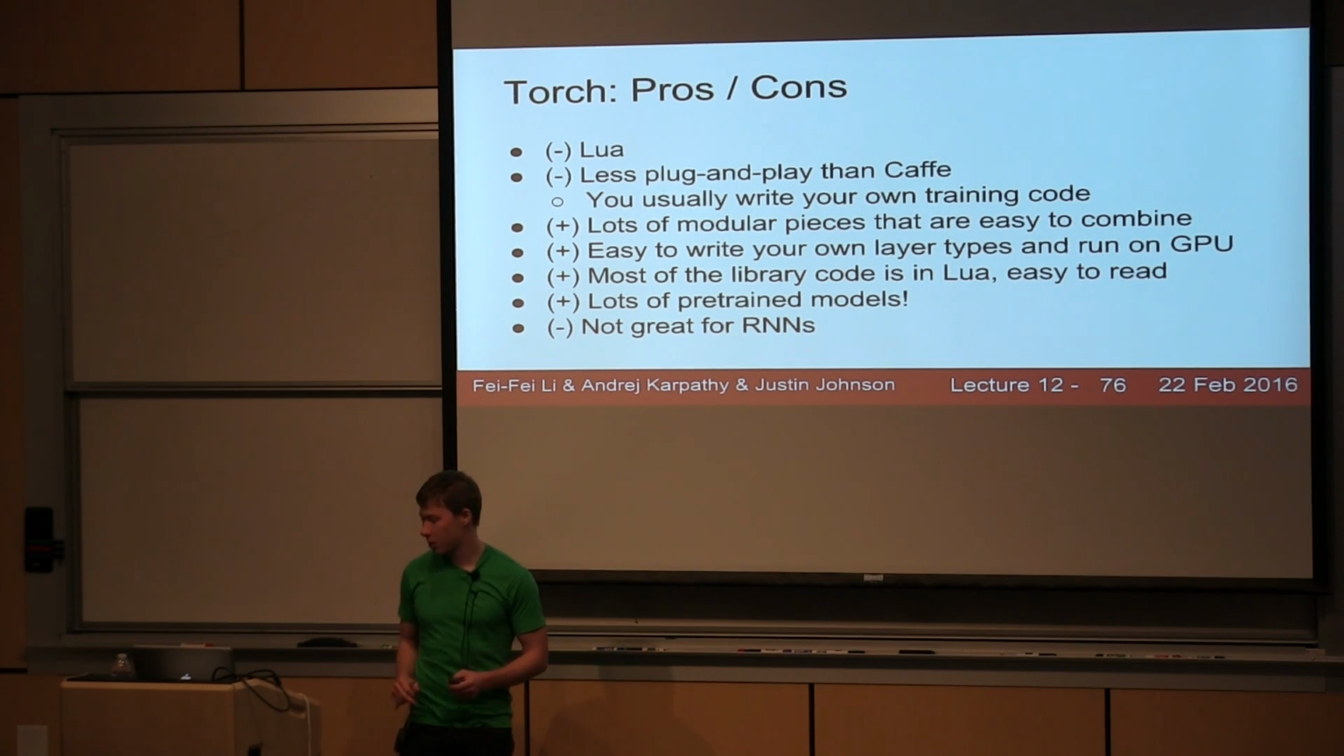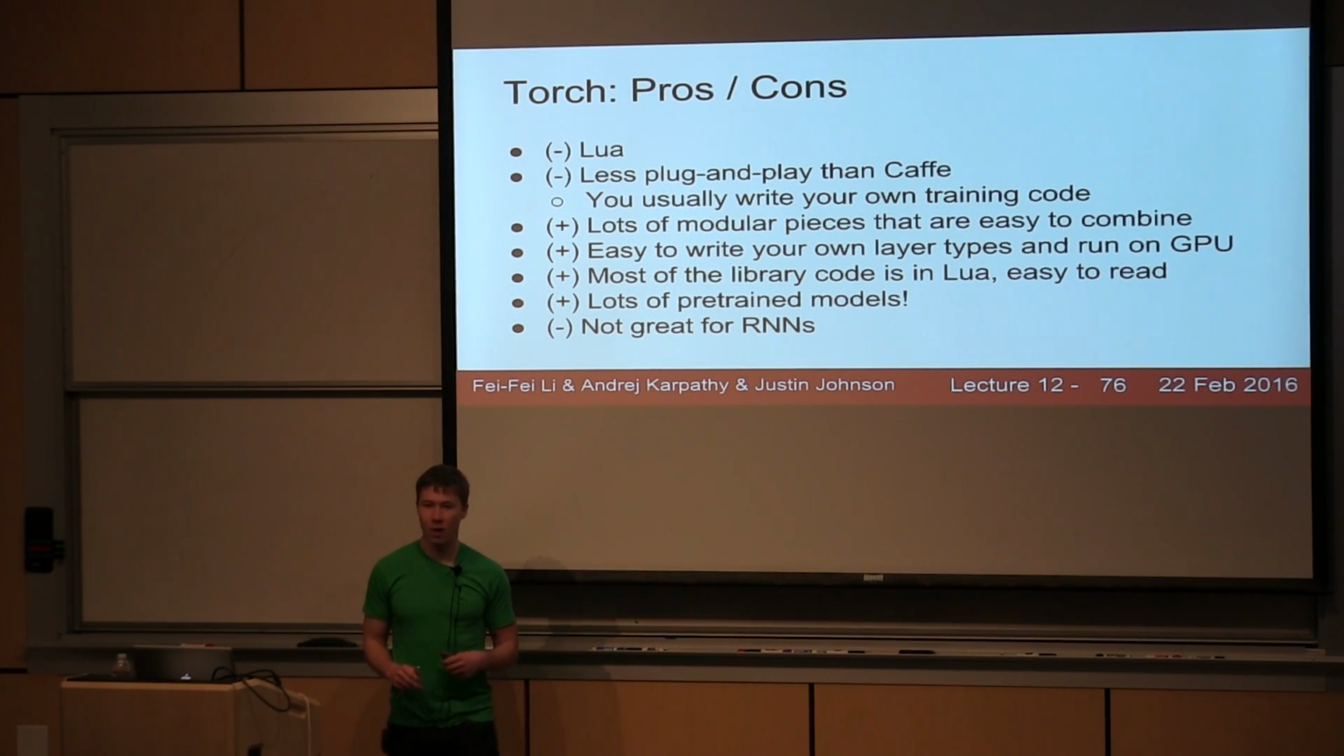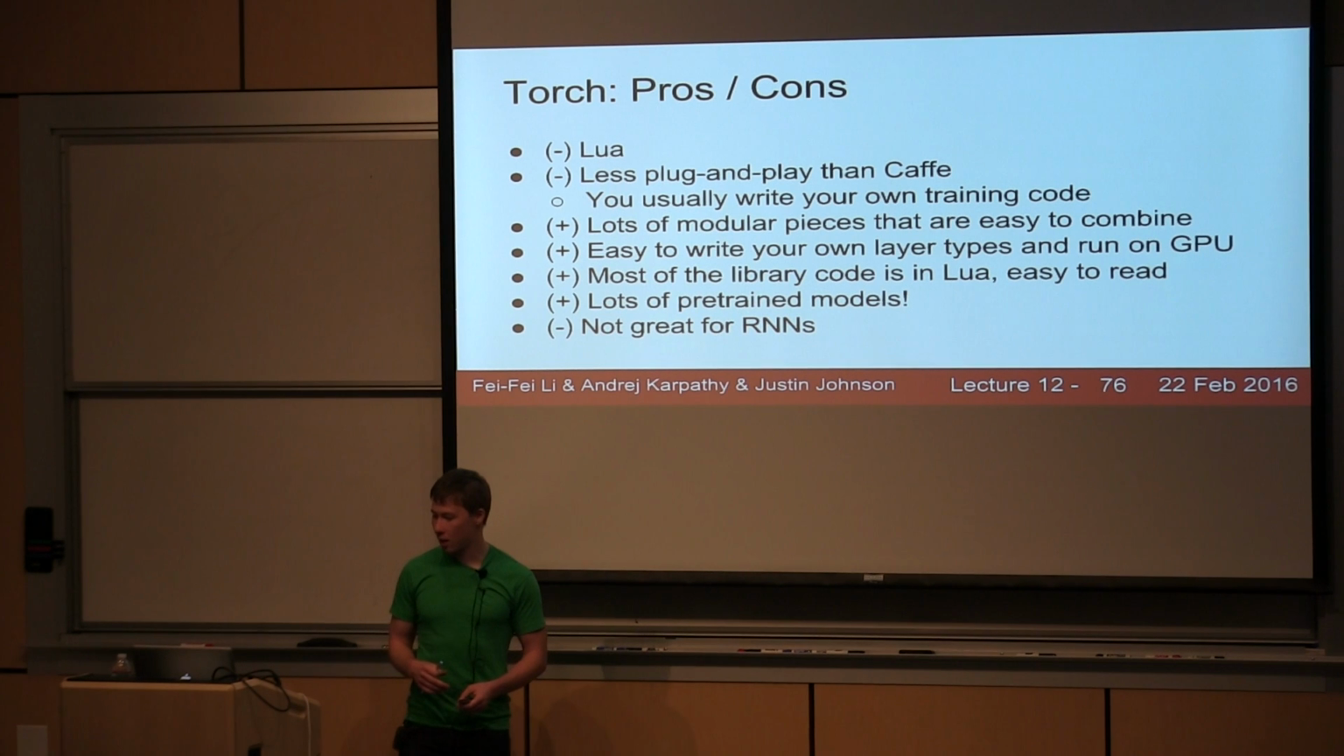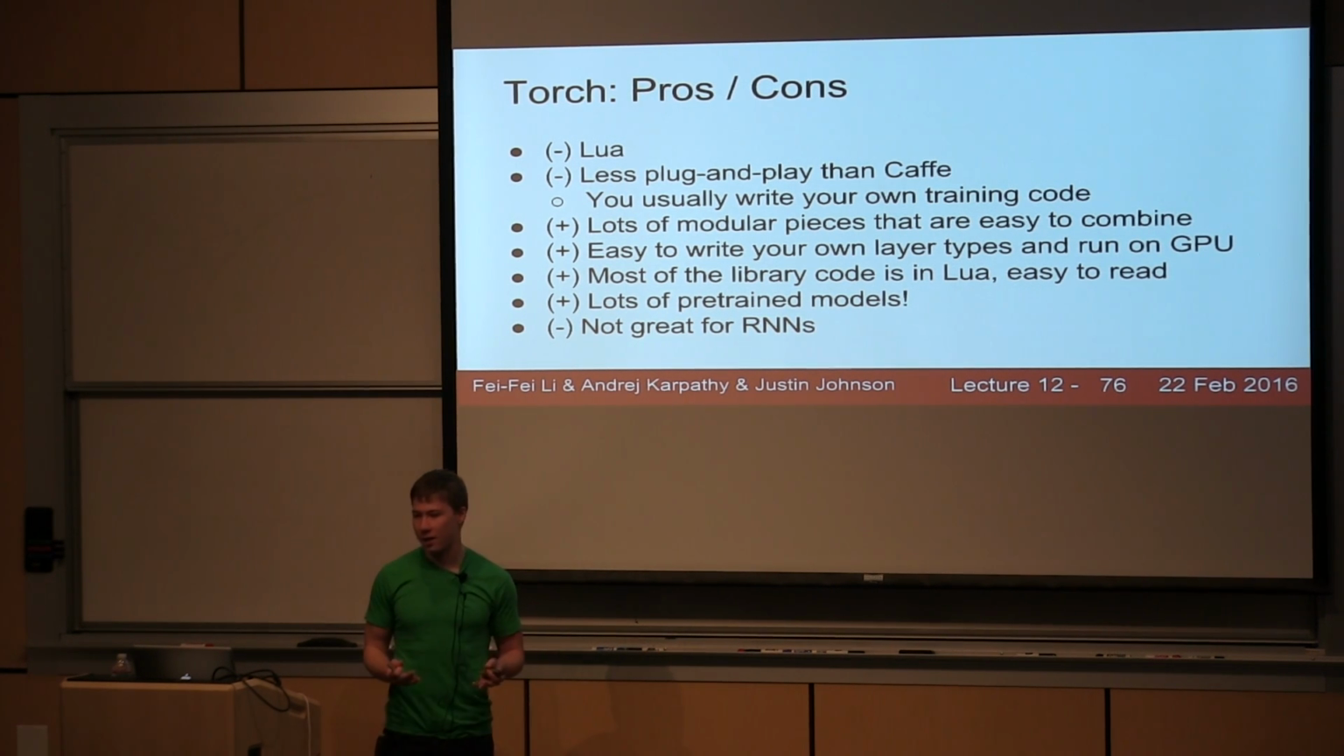So the quick pros and cons I would say about Torch are that it's Lua. This is a big turnoff for people, but I don't think it's actually that big a deal. It's definitely less plug and play than Caffe. So you'll end up writing a lot of your own code typically, which maybe is a little bit more overhead, but also gives you a lot more flexibility. It has a lot of modular pieces that are easy to plug and play. And the standard library, because it's all written in Lua, is quite easy to read and understand. There are a lot of pre-trained models, which is quite nice.